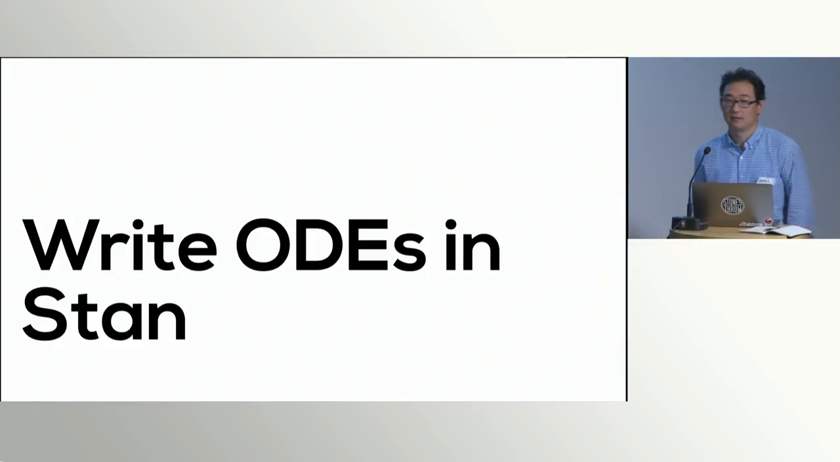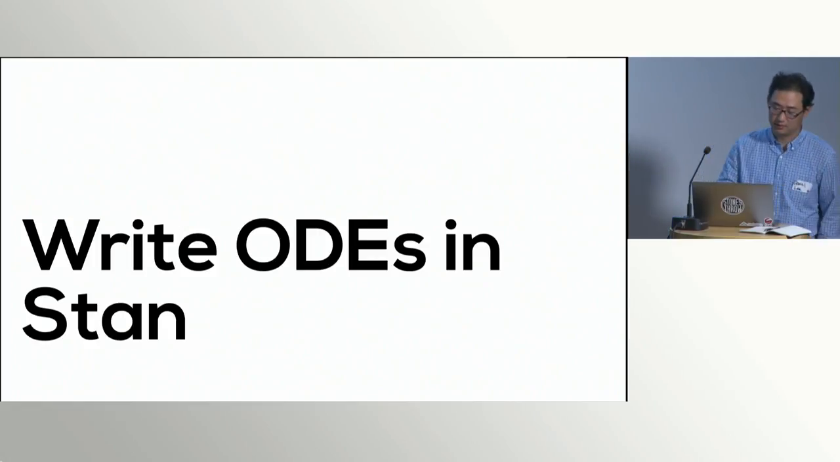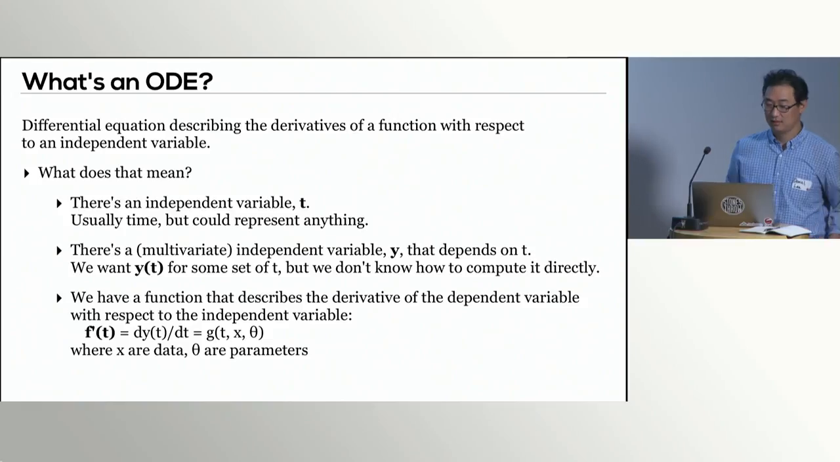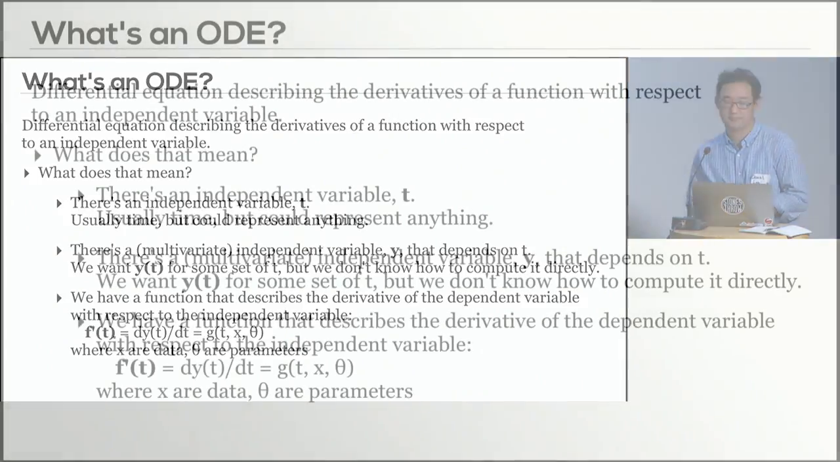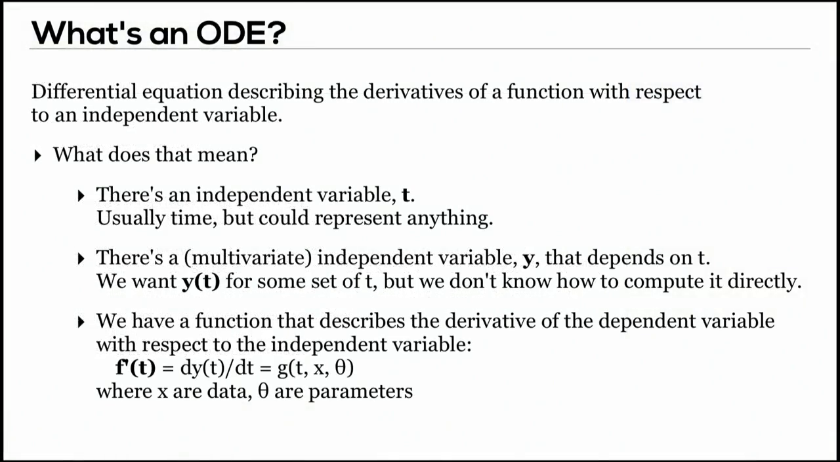Okay. All right, while everyone's doing that, we'll just get started. We'll start by writing ODEs in Stan. So what's an ODE? Just quickly, it's a differential equation describing the derivatives of a function with respect to an independent variable. So what does that mean for us? There's an independent variable t. It's usually time, but it can be anything else.